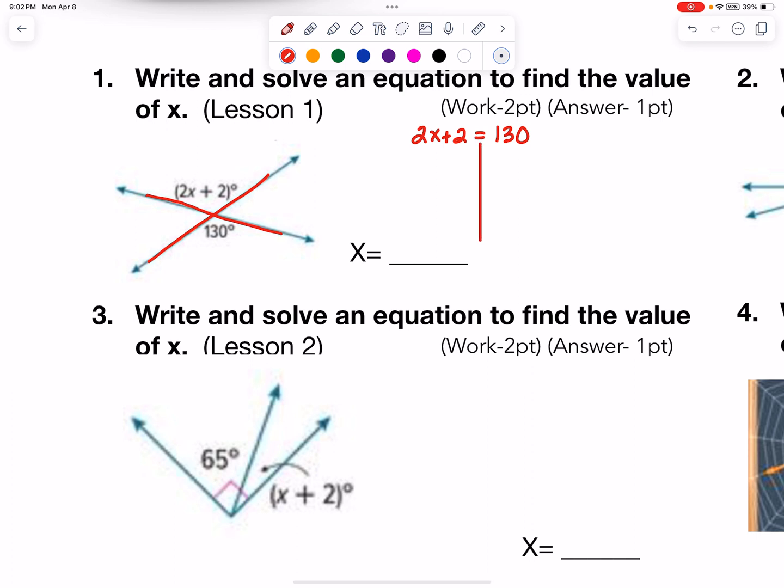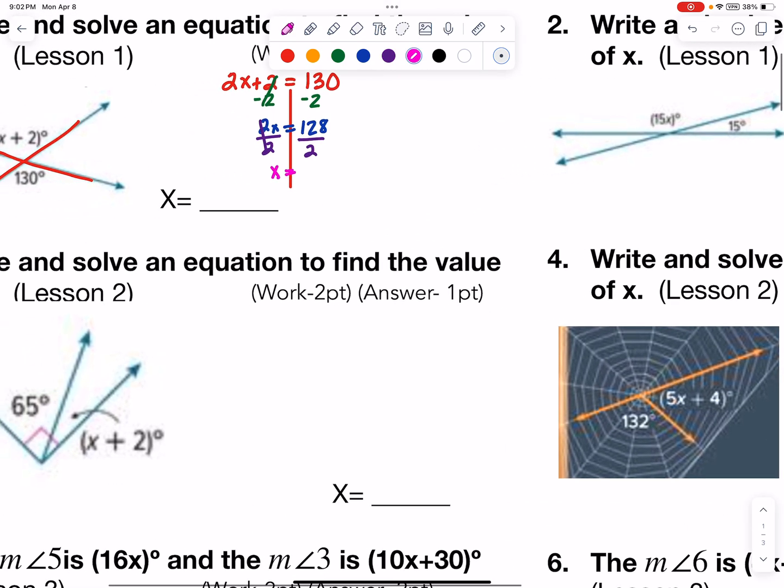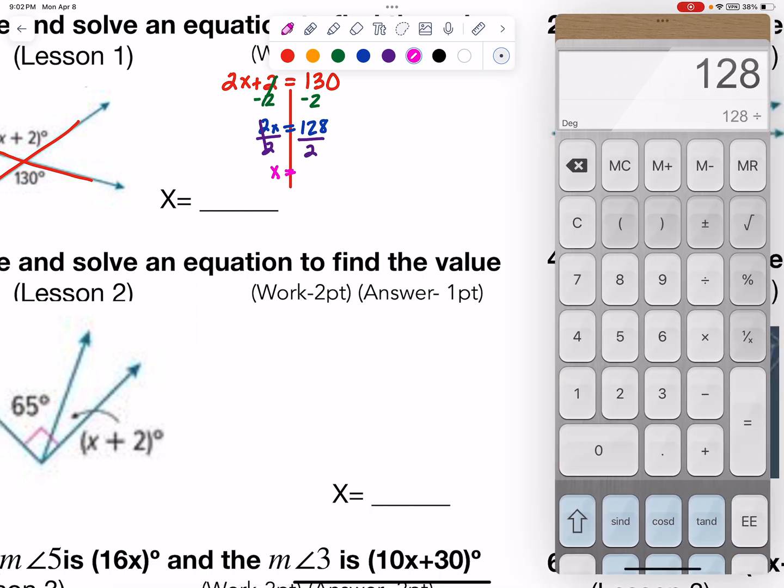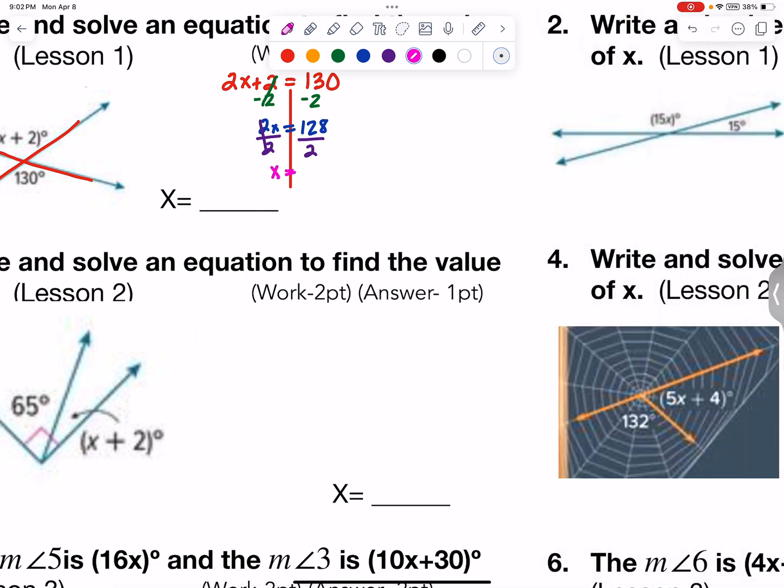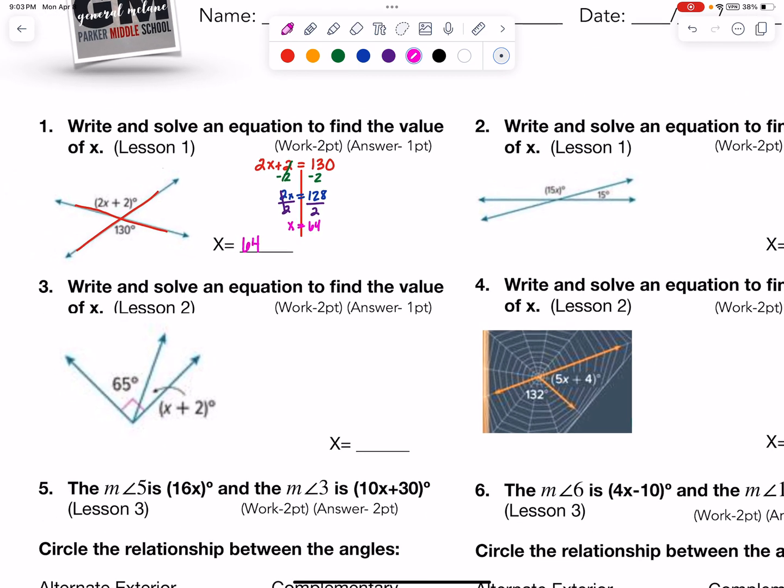So let's separate our workspace like we always do. I'm going to take away 2 on both sides, and we end up with 2x equals 128. And then we can go ahead and divide both sides by 2. And we end up with a final answer of x equals whatever 128 divided by 2 is, which is 64. So x equals 64 as a final answer.